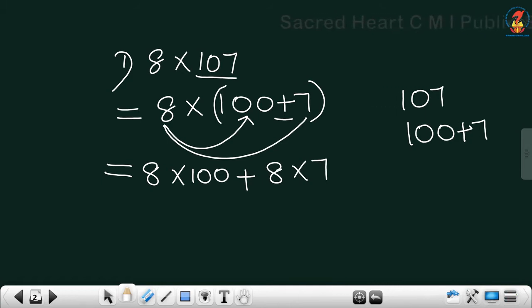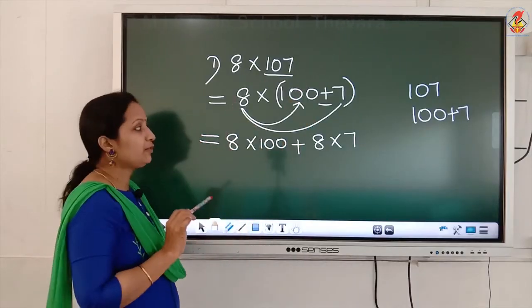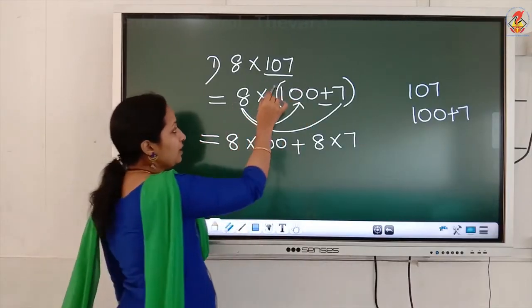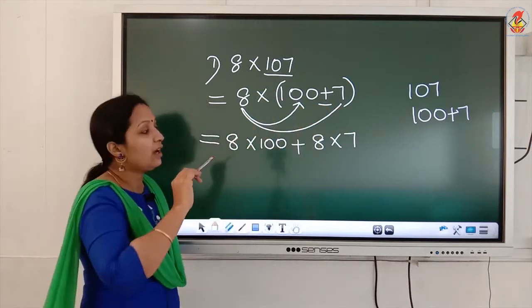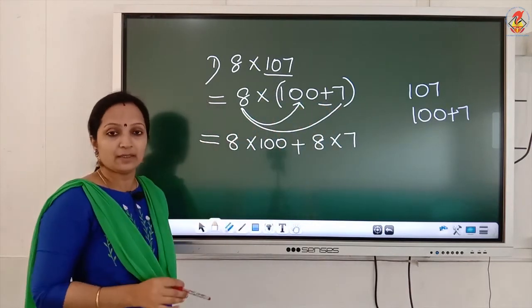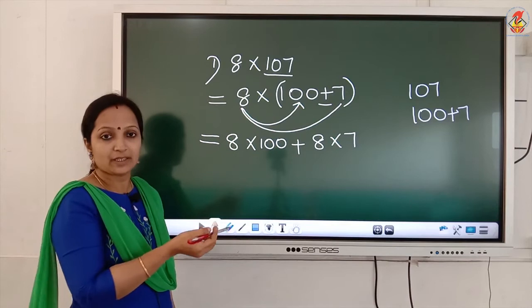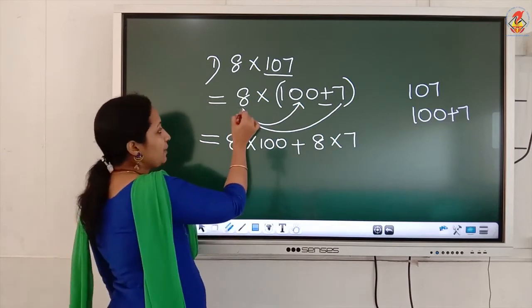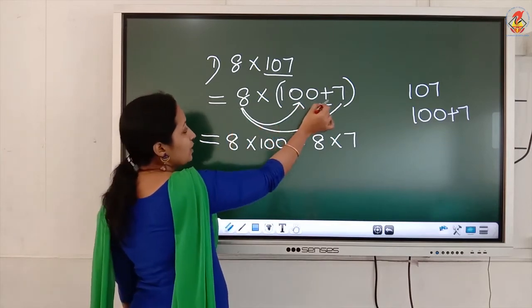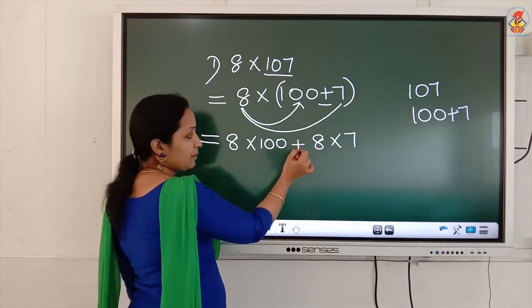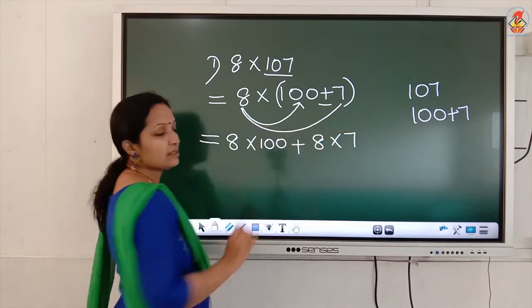Which property are we using here? It is the distributive property that you will study later. Now just understand this much. First we have to expand one number. After expanding the number, keep that number inside the bracket. After keeping that number inside the bracket, you have to open the bracket. How will we open the bracket? Just multiply it. 8 into 100. What is the sign in the question? That will be the main sign, plus 8 into 7.